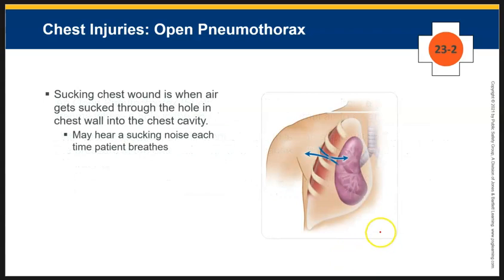We see that animated here, the opening in the chest wall due to penetrating trauma and the entrance of atmospheric air into the space. Now, right here at the opening in the chest wall, we may hear a sucking noise each time the patient breathes. Rather than air following the pathway as it should, the decreased pressure in the thorax is allowing air to enter through the hole. It becomes a sucking chest wound.